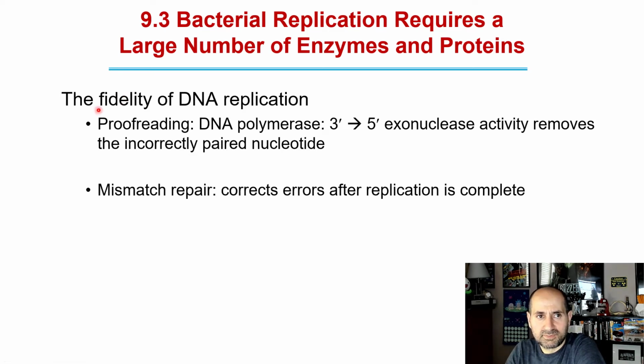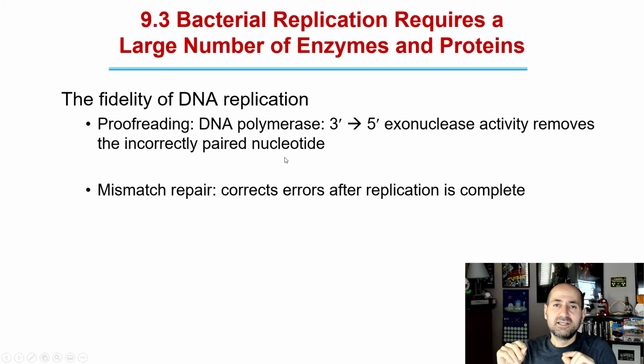So then let's talk about the fidelity of DNA replication. This means how well the DNA is copied without making mistakes. And the answer is phenomenally well. The DNA machinery, the DNA polymerase, makes very infrequent mistakes. And the reason for that is because it has proofreading ability. DNA polymerase has a 3' to 5' exonuclease activity that removes incorrectly paired nucleotides.